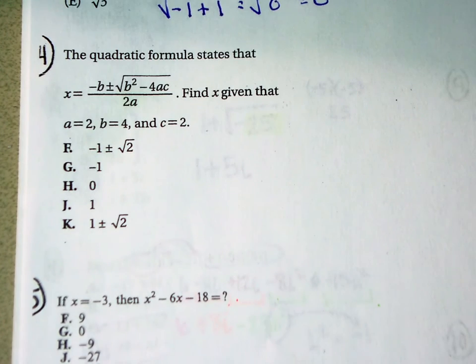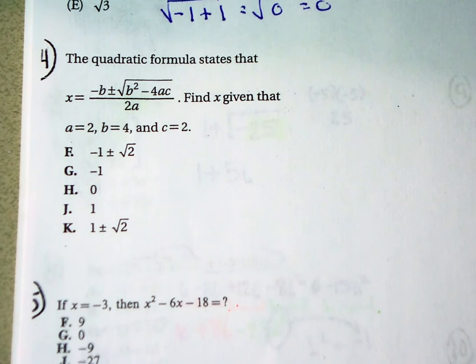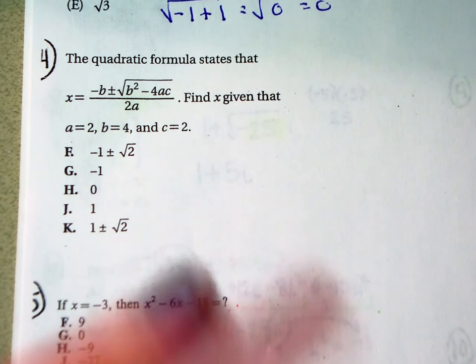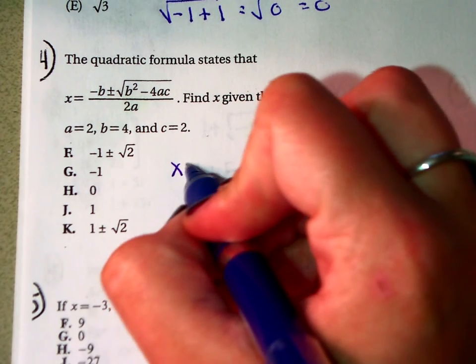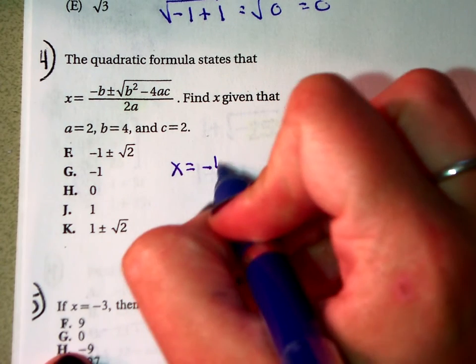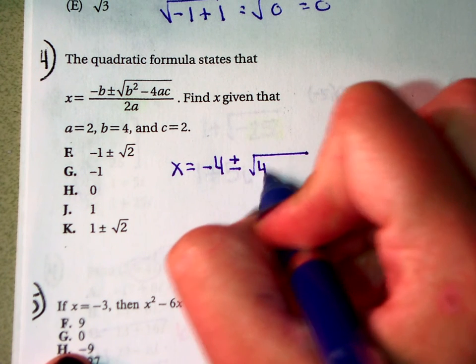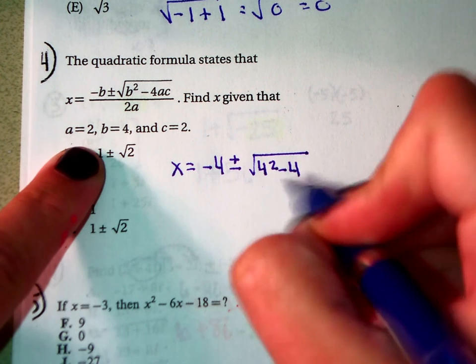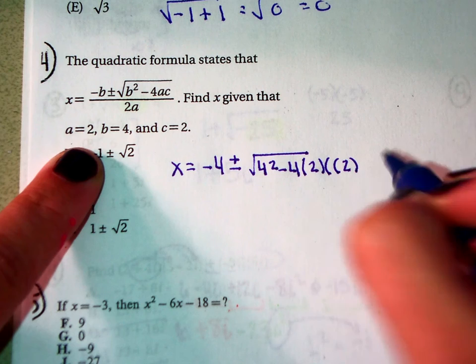Okay, this one's a quadratic formula problem. Love the quadratic formula. It's provided right here. You don't even have to sing that song, x equals negative b, you know, that song. You don't have to sing it. It's right here. Just plug it in. So I have x equals negative, my b value is 4, plus or minus the square root of 4 squared minus 4 times a, which is 2, times c, which is also 2.